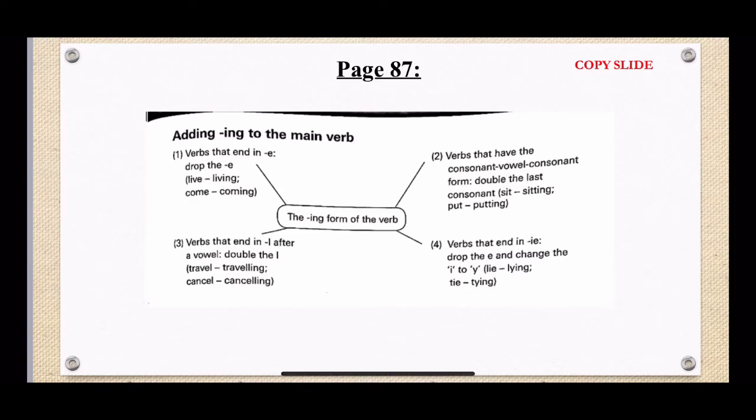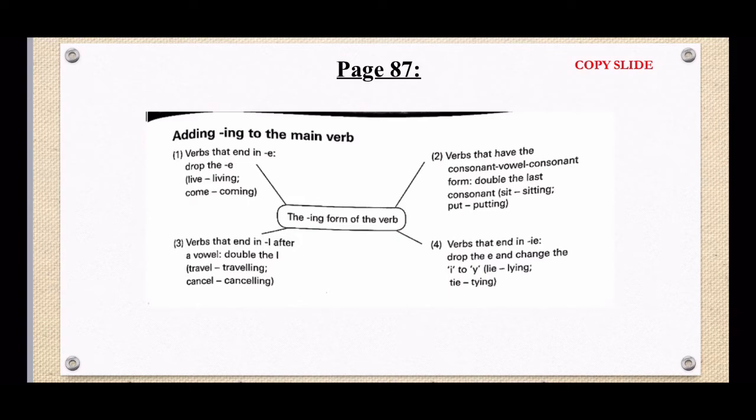Number 2, verbs that have the consonant vowel consonant form. Double the last consonant. For example, we have sit and then we add the ing and it becomes sitting. As you can see, we add another T. And again we have put, and adding the ing we have putting. Once again we added another T because that was the consonant vowel consonant form.